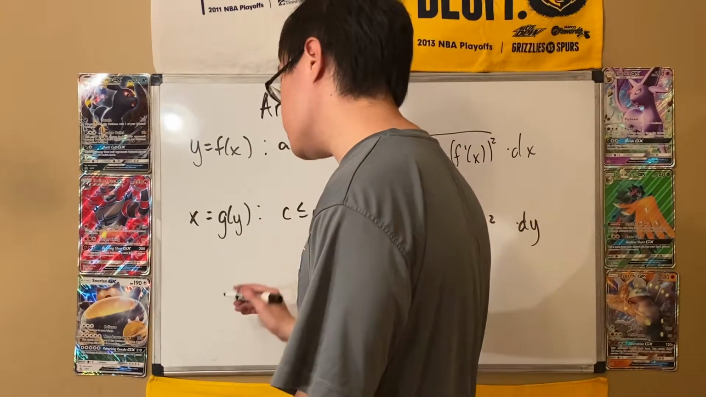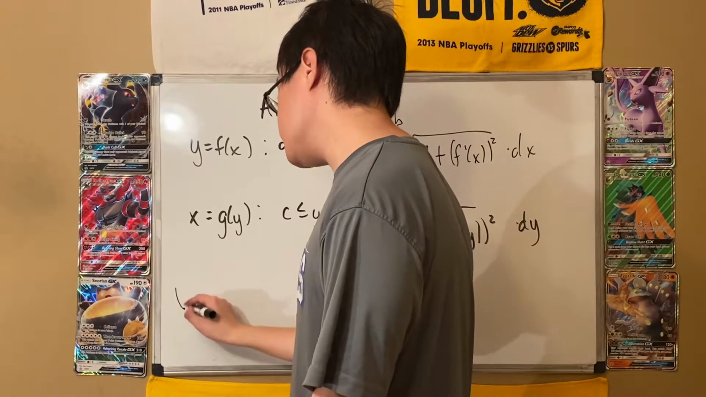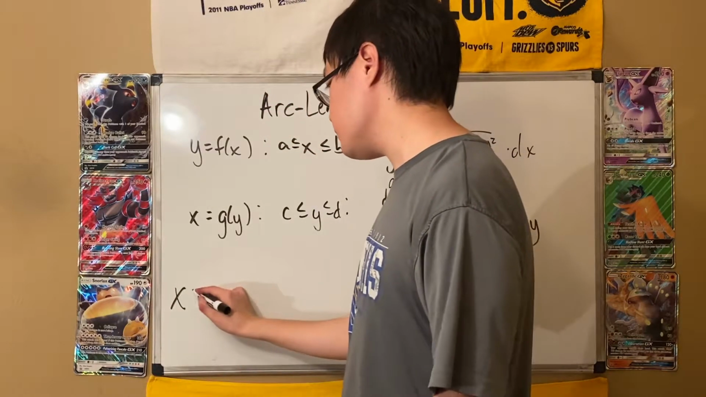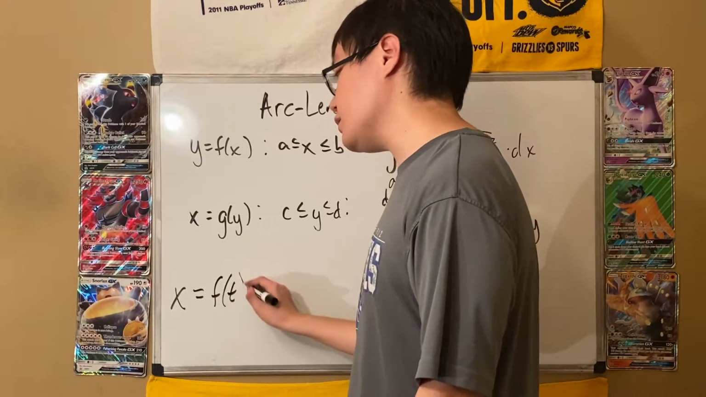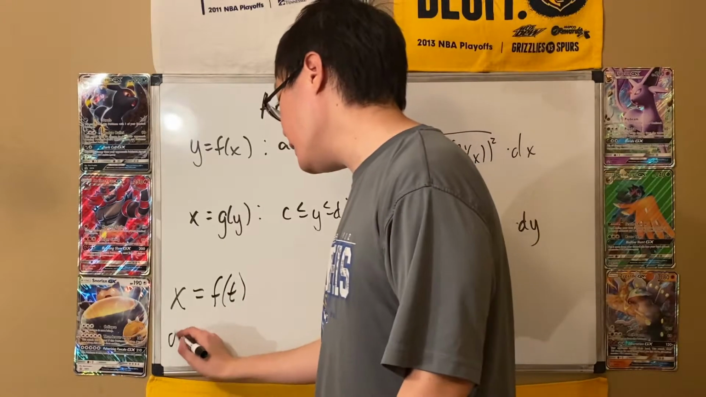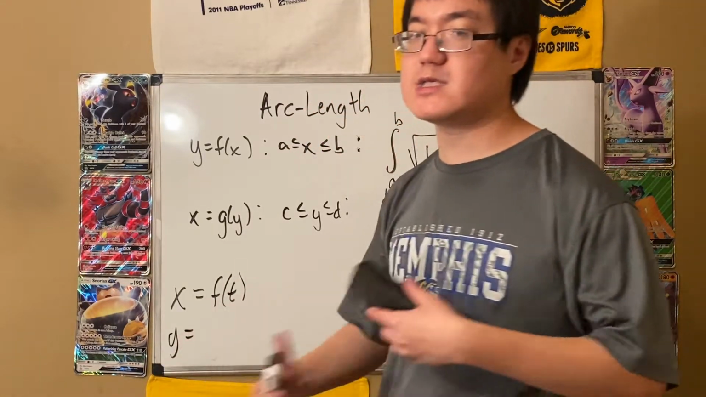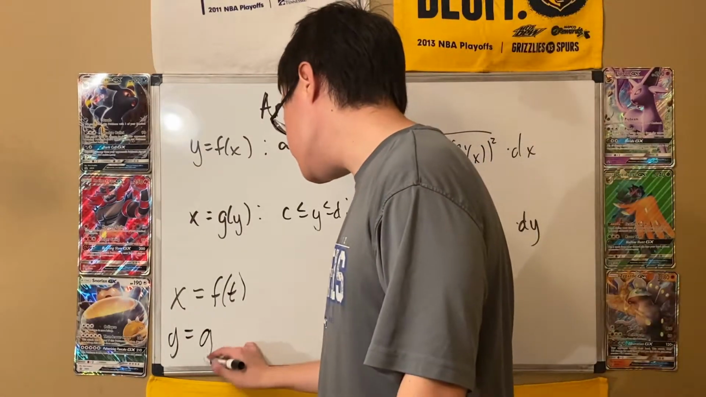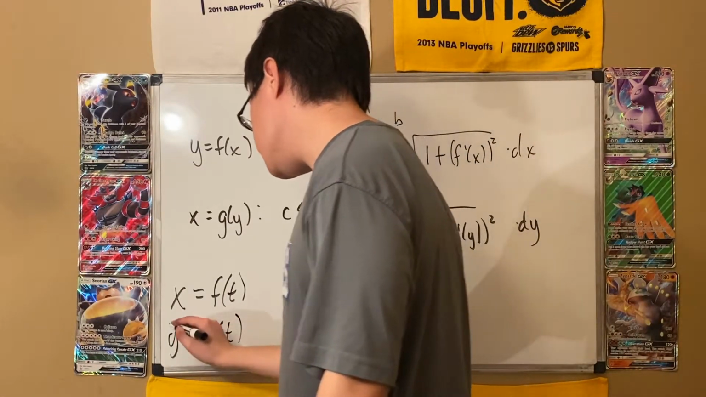So in this case, usually we use t's. What's going to happen is that x is going to be in terms of t, so it's going to be f of t, something like t squared. Then y is going to be another function of t, something like sine of t. So g of t, this is y.